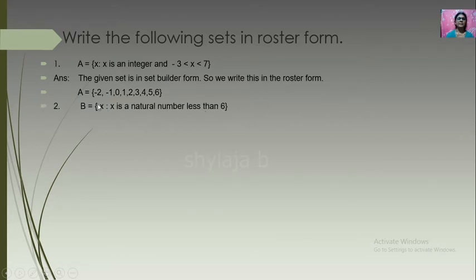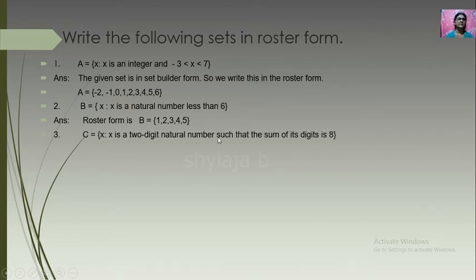Second example: set B is x such that x is a natural number less than 6. It is very easy. Natural numbers are 1, 2, 3, 4 like that. They are less than 6. We must write that. Set B is 1, 2, 3, 4, 5. This is the roster form. This is the set builder form.